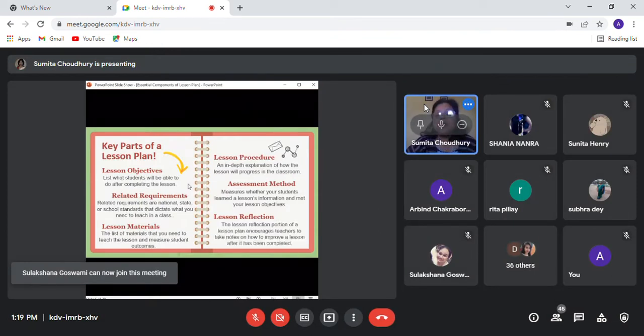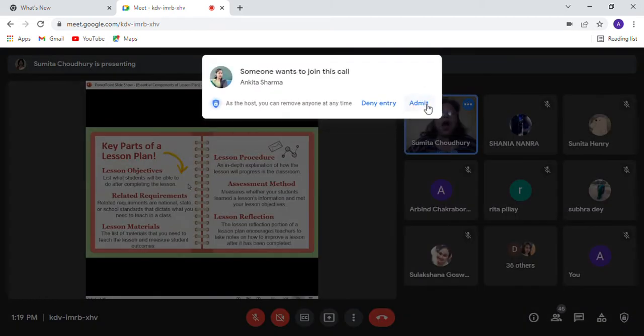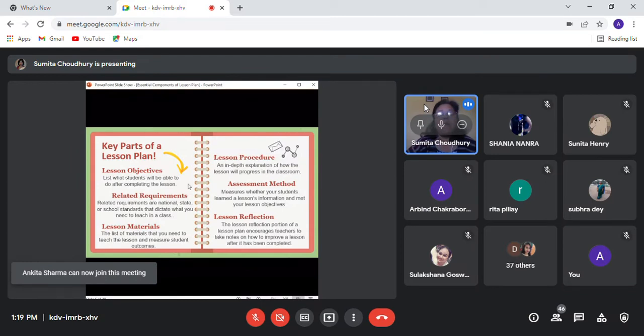Now, that is the last part of the lesson plan, that is the lesson reflection. The lesson reflection portion of a lesson plan encourages teachers to take notes on how to improve a lesson after it has been completed. So, after completion of a lesson, I should be able to reflect on the understanding of my students and think about ways to improve or change any procedure in the upcoming lesson that will be better for the student.